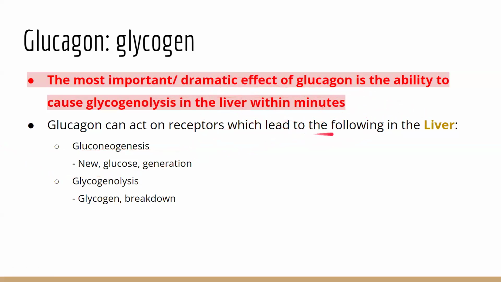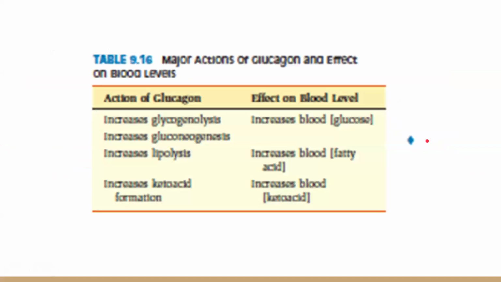Glucagon acts on receptors in the liver. So gluconeogenesis. Again, I told you I'll go over the terms really quickly: glucose, new, genesis, generation; glycogenolysis, glycogen breakdown. All right, I promise you this picture was way clearer when I added it. But okay, major effects of glucagon and effects on blood glucose levels.